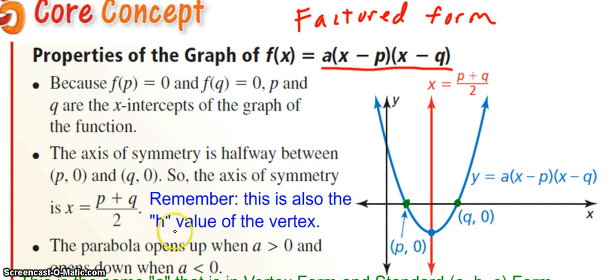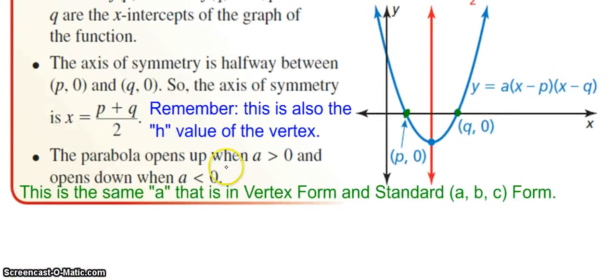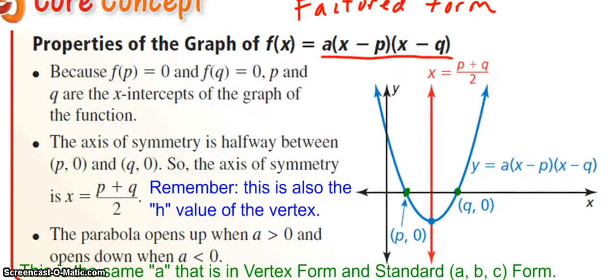Remember that this is also the h value of the vertex. So this is how we can find the vertex if we have factored form: we can find this x coordinate, or the h coordinate of the vertex, by averaging the p and the q. If a is positive, the parabola opens up. If a is negative, the parabola opens down. This is the same a that we have in vertex form and in standard ABC form. So the a value has the same effect on the graph. It's going to either make it open up or make it open down.